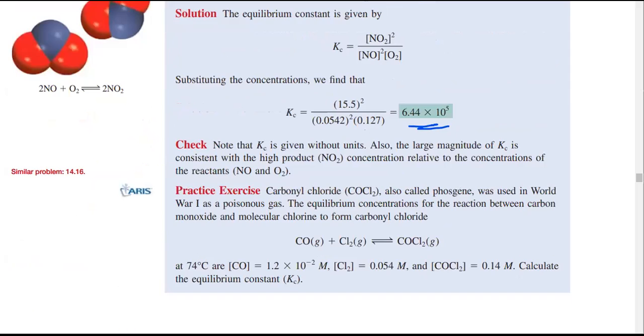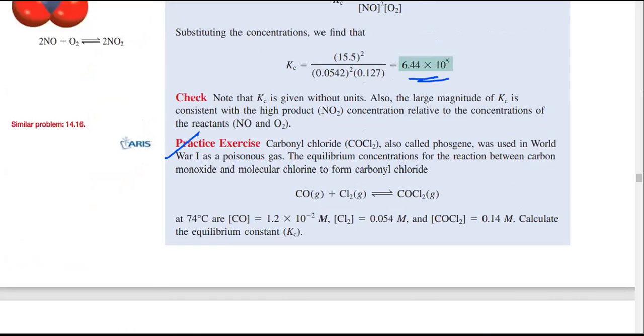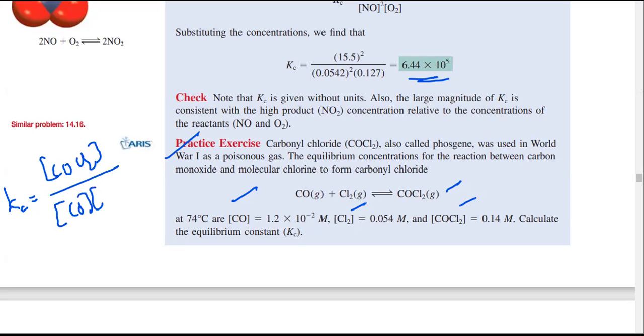In the same way, they have asked us to do something like this: CO plus Cl2 gives COCl2. The CO concentration is given, the Cl2 concentration is given, and the COCl2 concentration is given. So what is Kc? First we write the expression, the COCl2 concentration divided by the CO concentration times the Cl2 concentration. So COCl2 is given as 0.14, divided by the concentration of CO, given as 1.2 times 10 to the power minus 2, and the Cl2 concentration, given as 0.054.